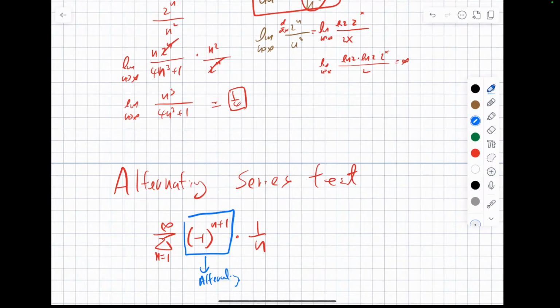Oh, negative. Yeah, you can have the first term as negative. Not this one, but you can have the first term as negative. So let's say -1 to the n. Oh, okay, this one. Is that okay?